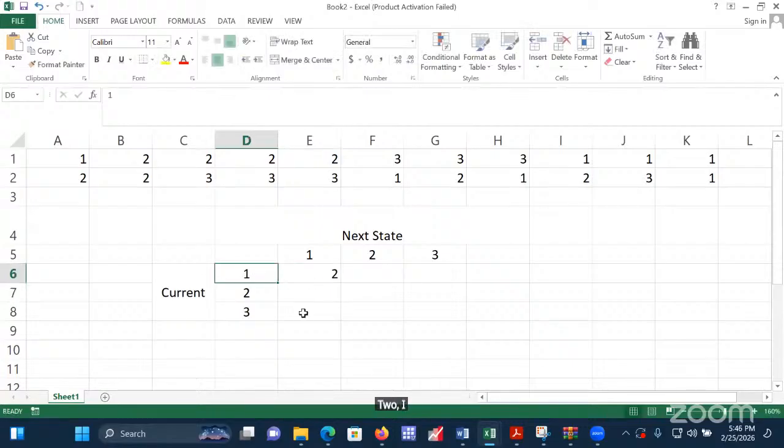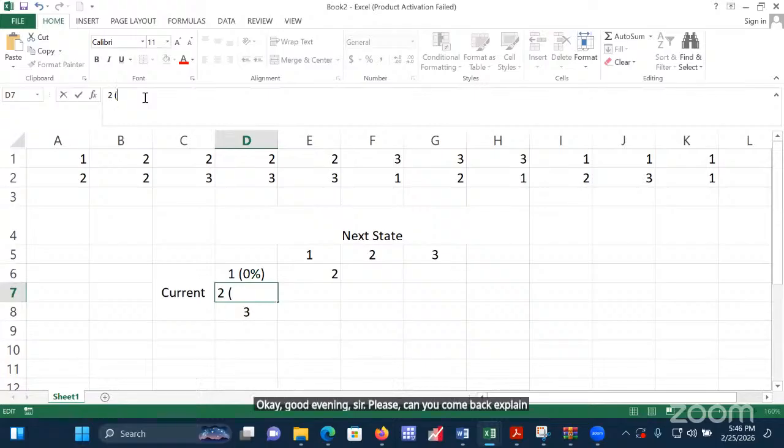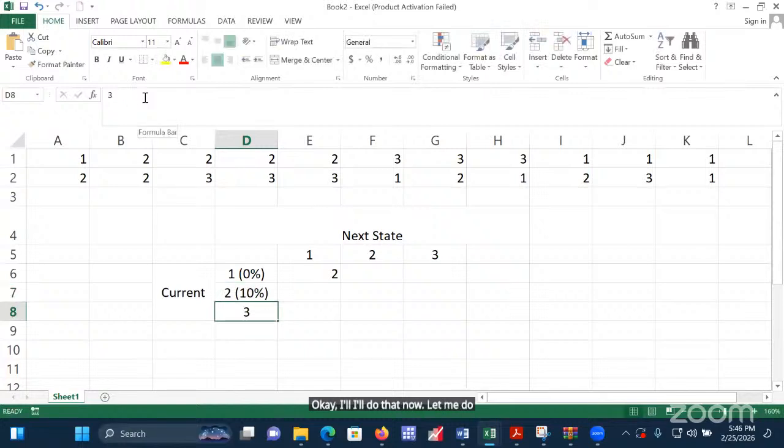I think I need to, so that... Oliver, go ahead. Okay, good evening, sir. Please, can you come back explaining how you got the 2? Okay, I'll do that now. Let me do the proper labeling of my current state and the next state so that there won't be any confusion.